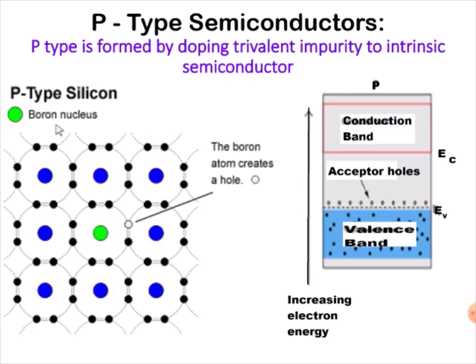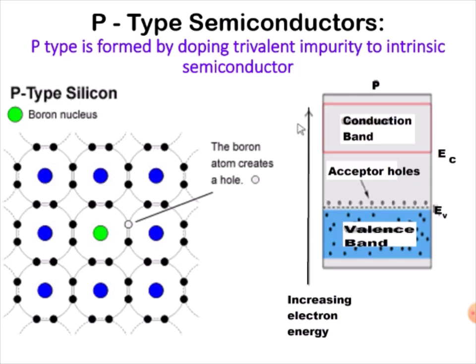But if trivalent atoms are added, then the number of holes will be more than the number of electrons. So the number of holes in the case of p type will be more than the number of electrons. So holes are the majority charge carriers and electrons are the minority charge carriers in the case of p type, opposite to that of the n type semiconductor, okay.